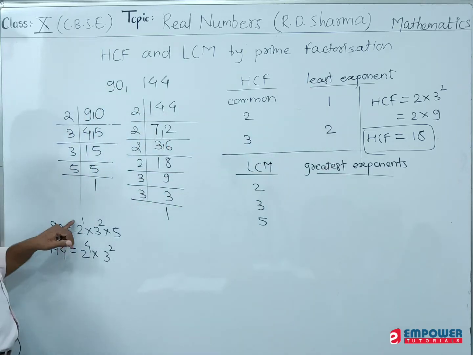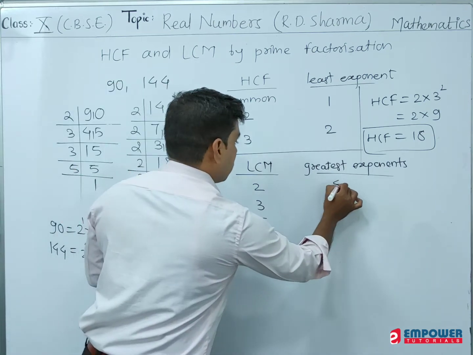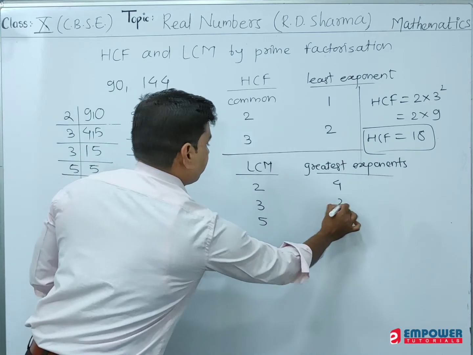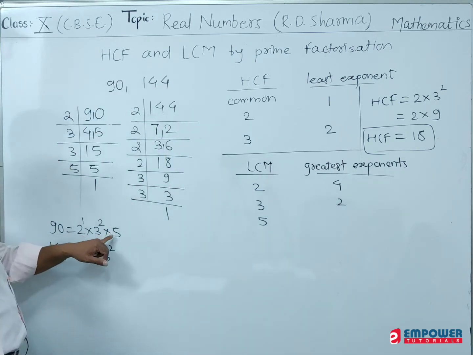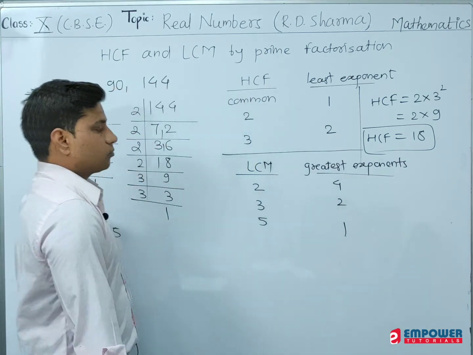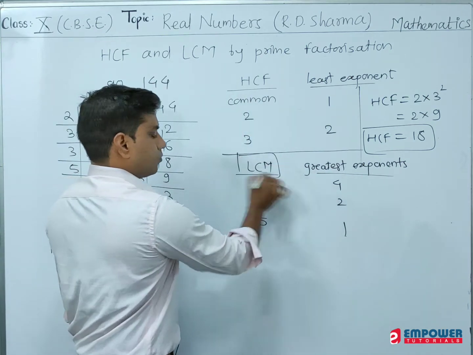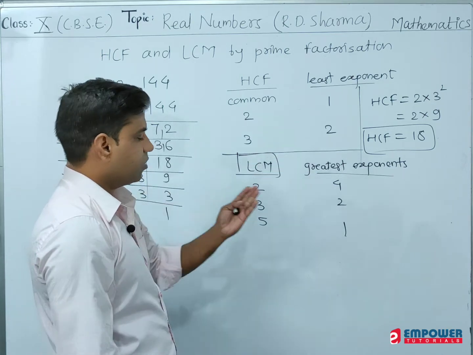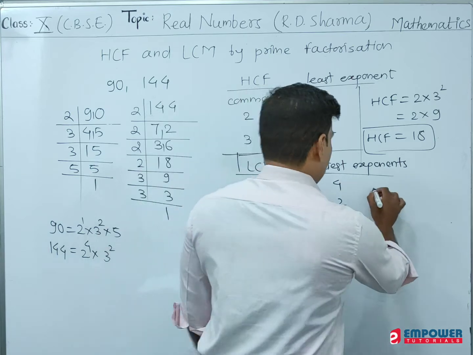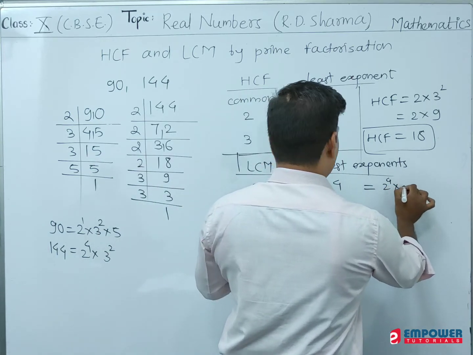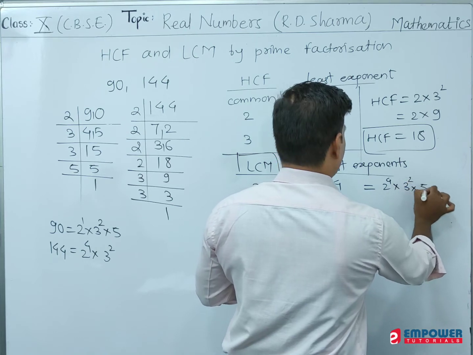So what is the greatest exponent of 2? Here it occurs 1 time and 4 times, so the greatest is 4 times. What about 3? It is a square. And what about 5? 5 occurs only 1 time. So for finding LCM, the same way, we will multiply these. 2 occurs 4 times, 3 occurs 2 times, and 5 one time.